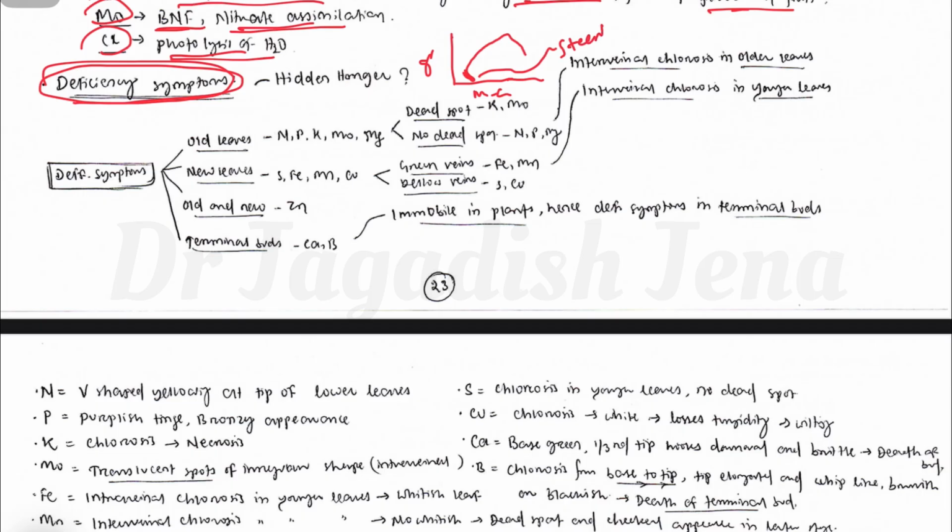Okay, the Steenberg effect. So what is this Steenberg effect? On increasing growth rate, the nutrient concentration decreases because the growth is very quick. So due to quicker growth, the concentration of nutrient dilutes. That is called the Steenberg effect.